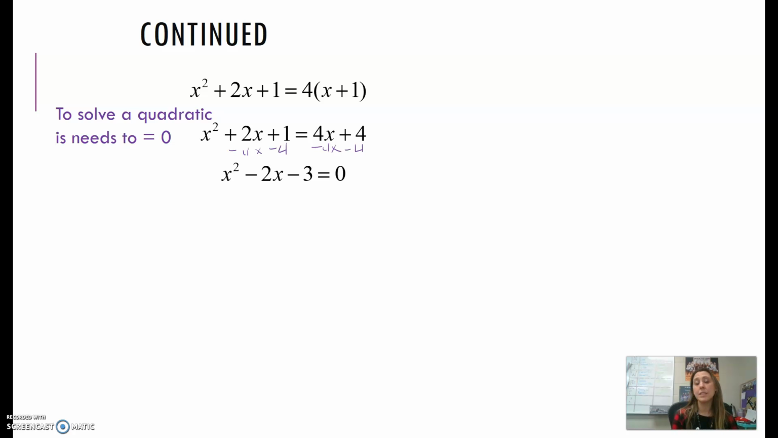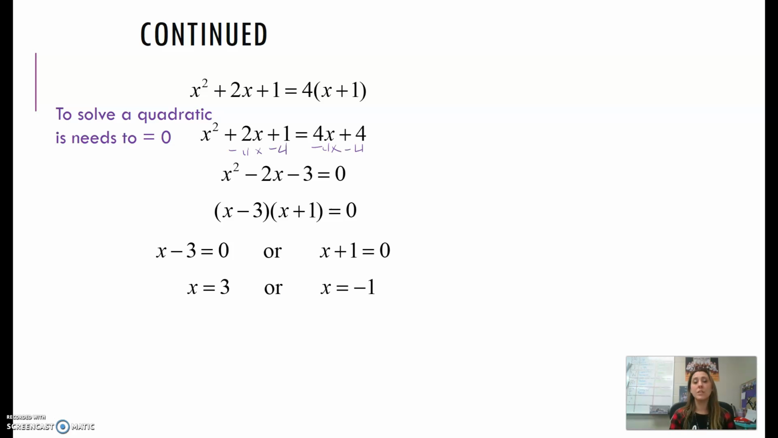So then we end up with x squared minus 2x minus 3. Then we need to do box and diamond. We need to factor that out. Once we factor that, I get x minus 3 times x plus 1. Remember, we're going to use the zero product property, set each one equal to 0 and solve. I have x minus 3 is equal to 0, and x plus 1 is equal to 0. So I end up with x is equal to 3, and x is equal to negative 1.